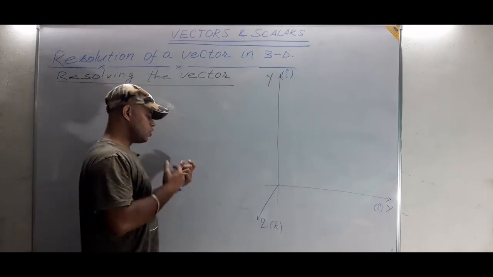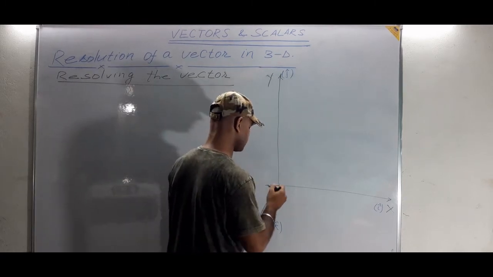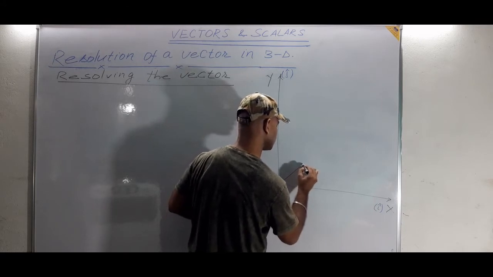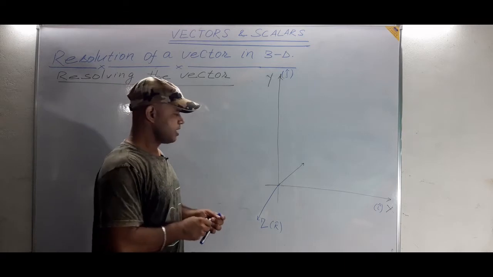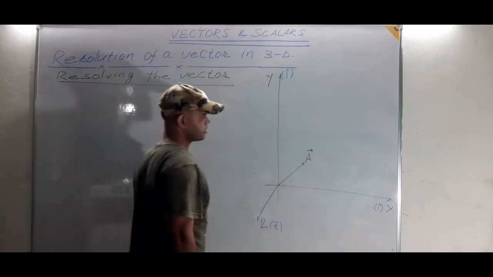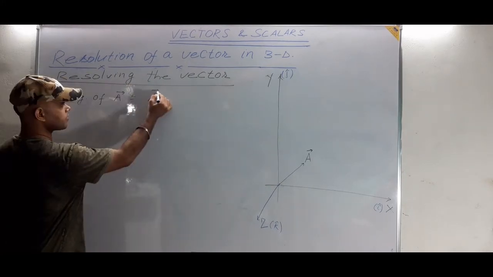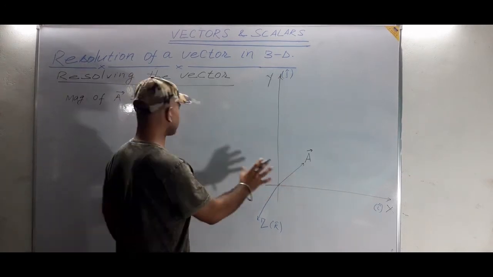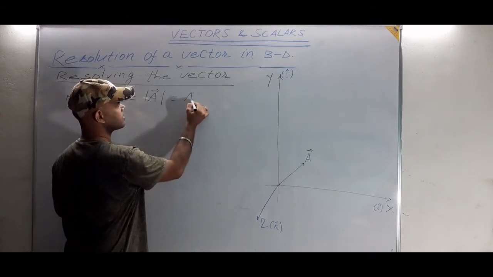Now let's look at any vector in general. Suppose this is the vector. It is not in the plane of the board. You have to assume it like that. Let's call this vector A vector, right? Magnitude of the A vector can be denoted as mod of A vector, right? So this is the vector with magnitude mod of A, or you can simply write A, right?